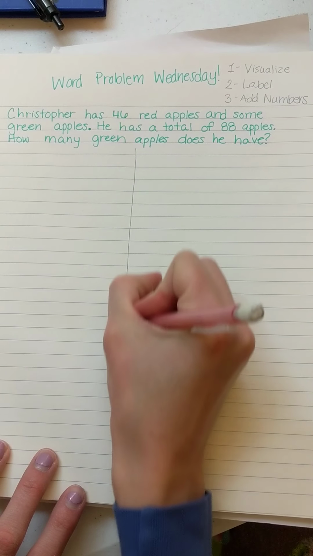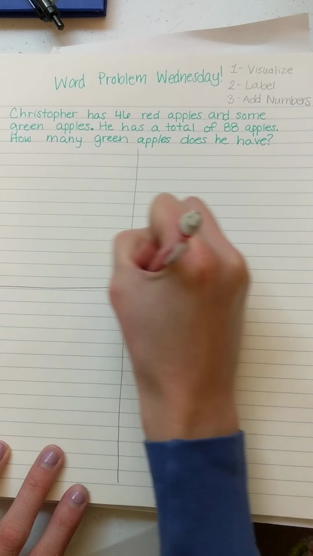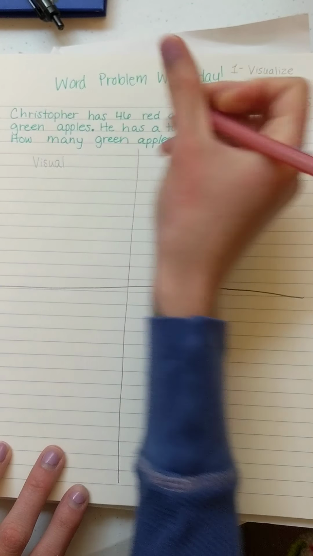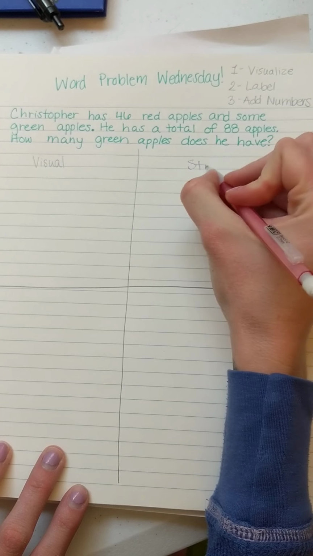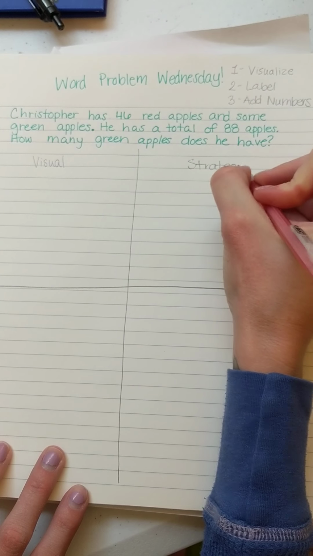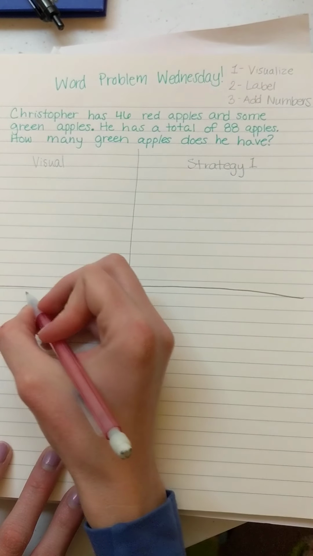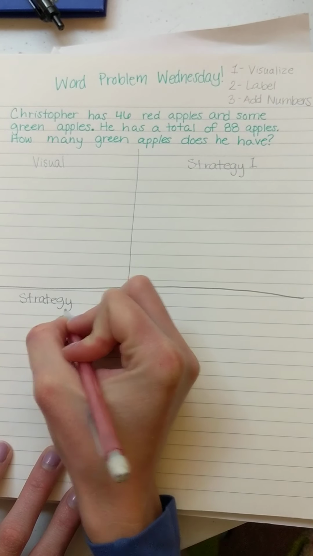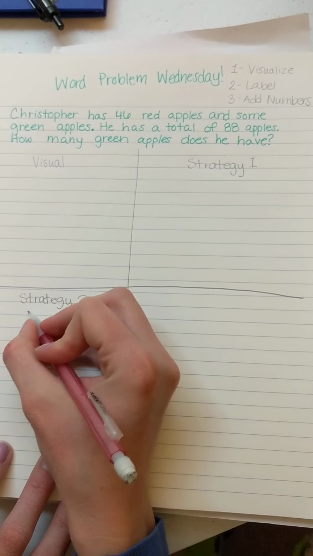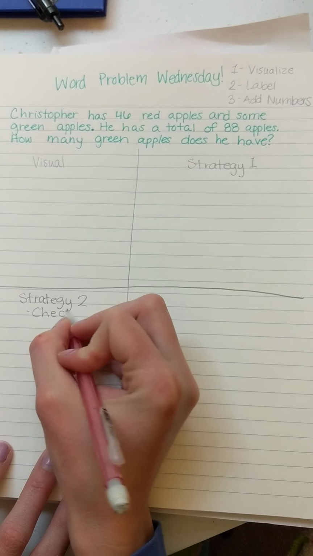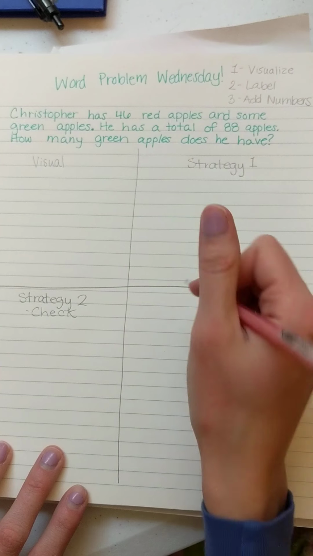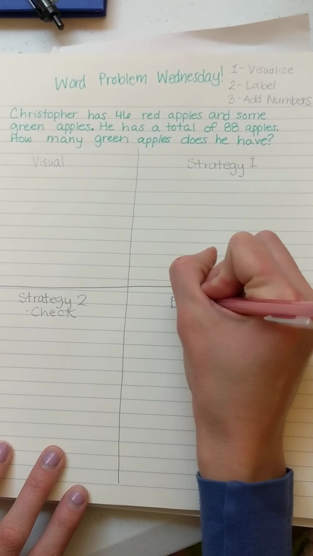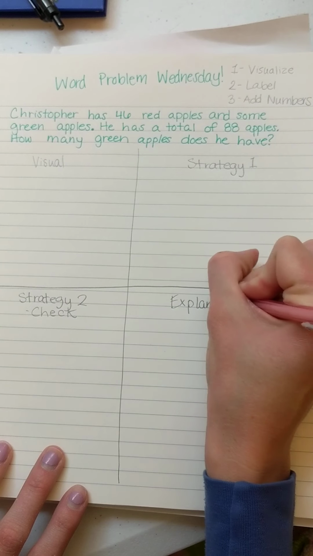So we practiced this last week. We visualize in the first box. This is where visual goes. Second box is the first strategy we try. Third box is the next strategy we try. Why do we try two strategies? So we can check to see if we got it right. Okay. And then the last box is our explanation.